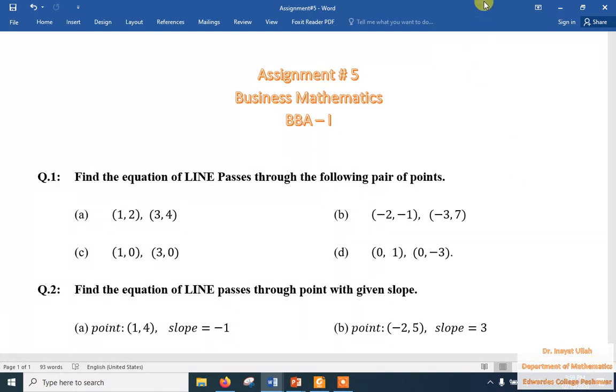If you look at question number 1, find the equation of line which passes through the following pairs of points. You are given a pair of points, the first point and the second point. Similarly here, first point, second point, and so on. So you need to use the 2 points form to find the equation of a line. This will be considered as x1 and y1, x2, y2, similarly x1, y1, x2, y2, and so on. That is your question number 1.